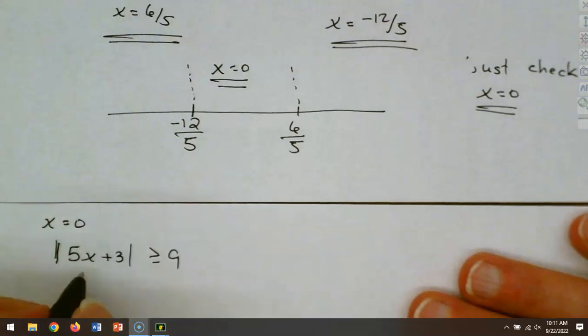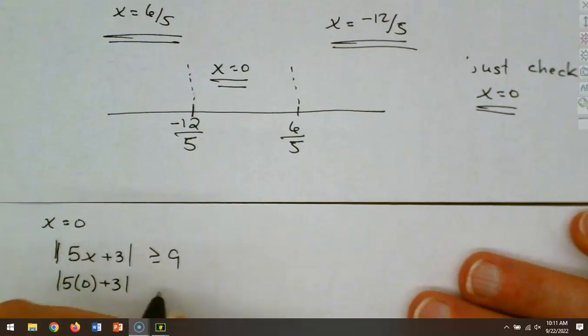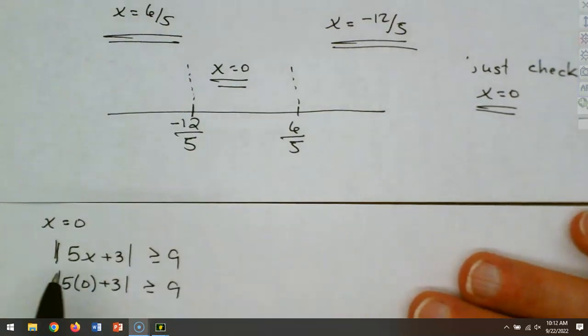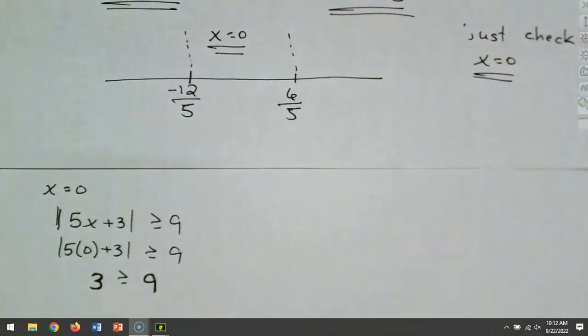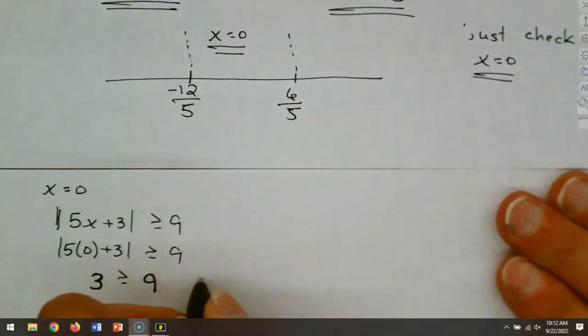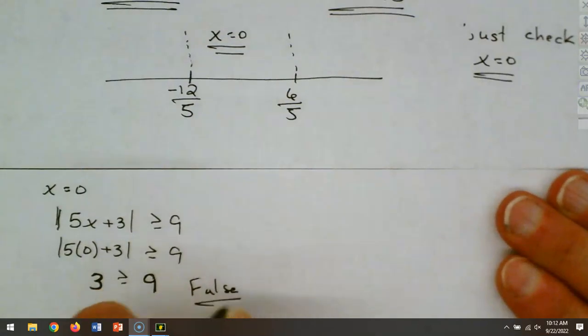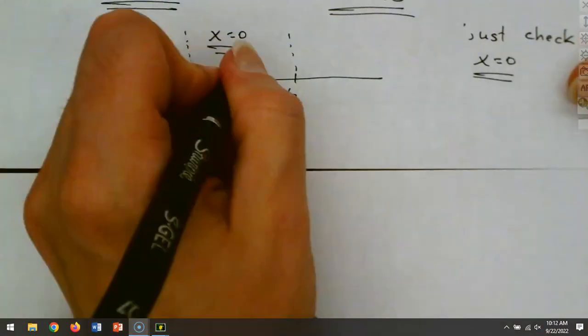So if I check 0, okay, 5 times 0 is 0, plus 3 makes it 3. The absolute value of 3 is 3. And is 3 going to be larger than 9? Is that true or is that false? Is 3 bigger than 9? False. That means it's false here.